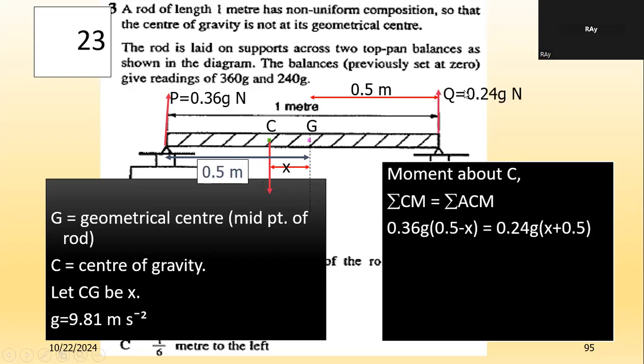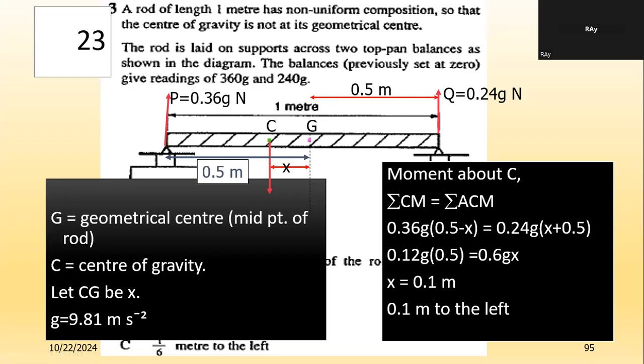And we have another reaction force Q. It's 0.24 times G. That's the weight. So the reaction force will be the same as the weight. So it's the distance there, that's the force times X plus 0.5. So we can simplify it and then calculate our X. 0.1 meter to the left.